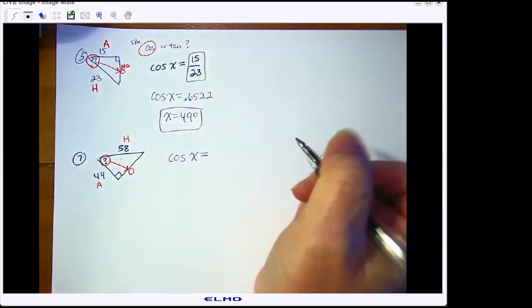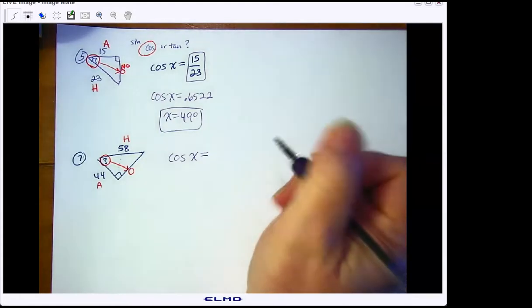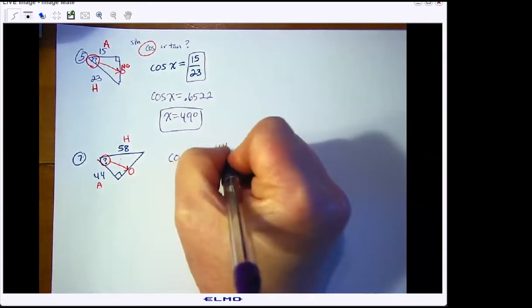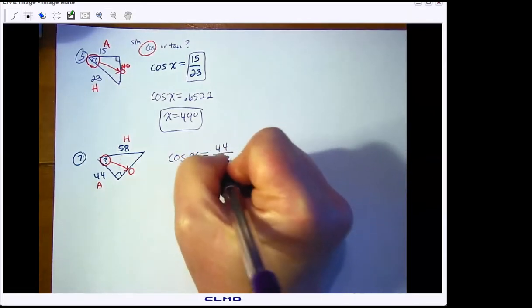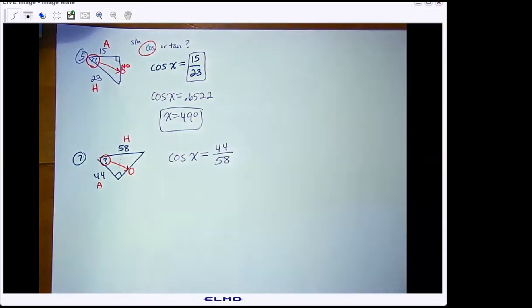Cosine of my missing angle is equal to adjacent over hypotenuse, 44 over 58. Okay, go ahead and solve and put that answer in the chat box. Solve and put the answer in the chat box.